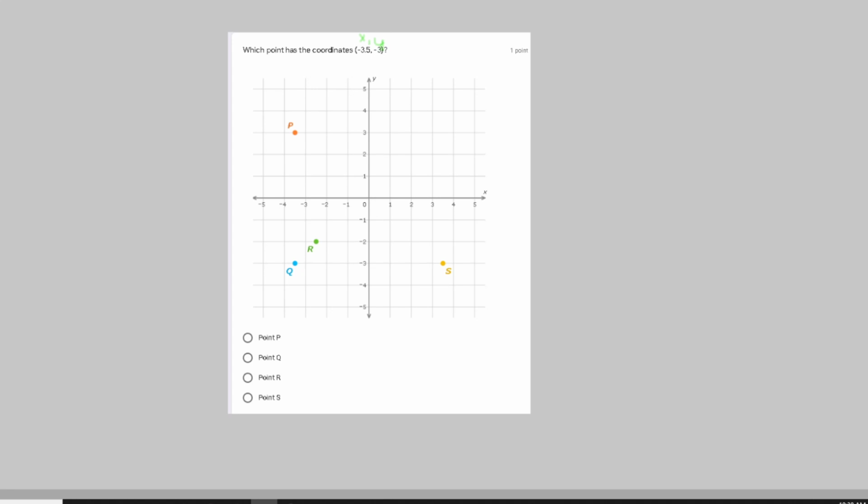All right, so we have negative 3.5, negative 3. Remember, this goes x and then y. It's always the order for an ordered pair. So our x is along here, negative 3.5, that's going to be exactly halfway between negative 3 and negative 4, so it's going to be around here. And then we see it's going down to negative 3 along the y, which is about right here. That means that it looks like point Q has to be the correct answer.